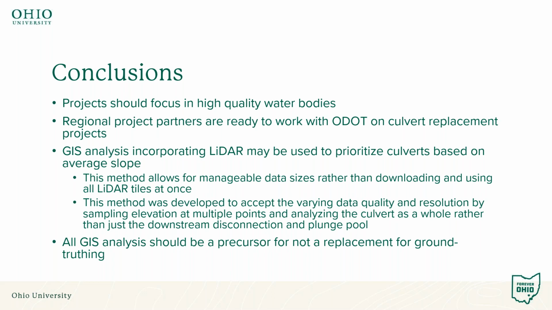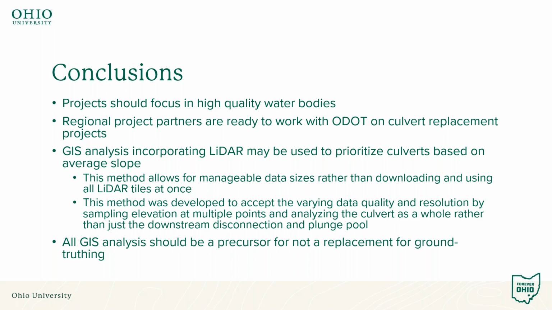Also, this GIS analysis that incorporates LiDAR can be used to prioritize culverts based on this average slope, so the average slope from upstream to downstream across that culvert. And so it allows for manageable data sizes rather than downloading and using all the LiDAR tiles from the state or from the region at once. It allows us to download the LiDAR tiles to a focus area.